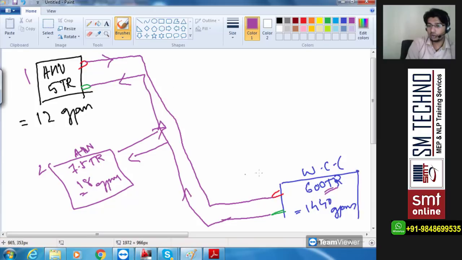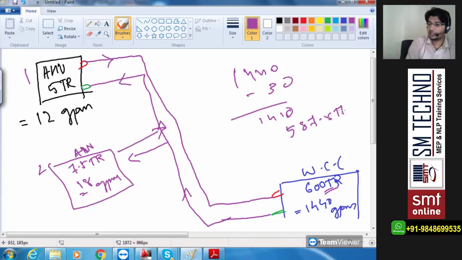And if this return is not going to go back to the chiller, chiller will be left with how much? 1440 minus 30, 1410. 1410 means convert that into TR, divide by 2.4. 587.5 TR is remaining inside your chiller.